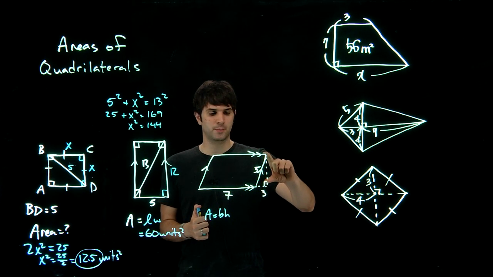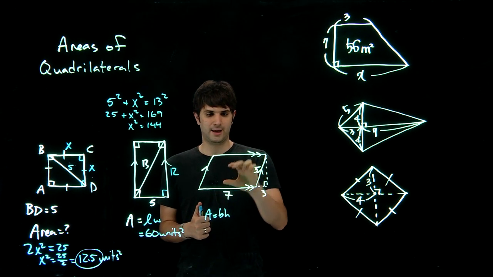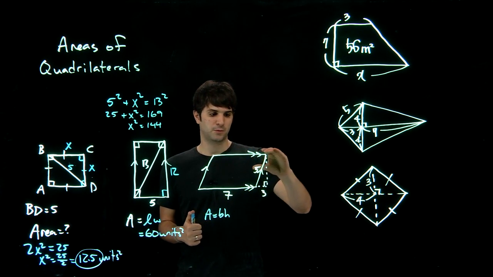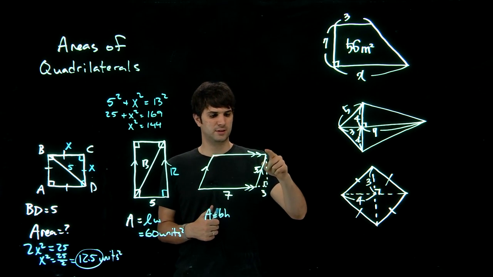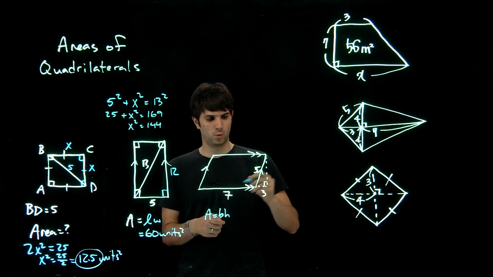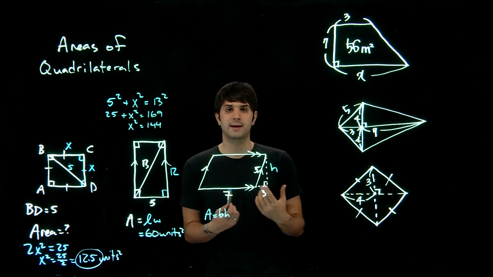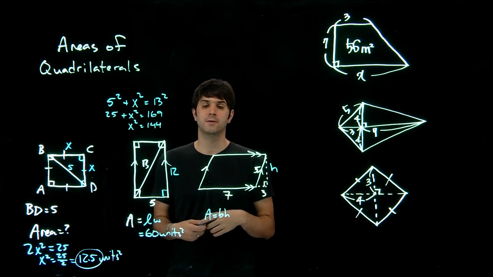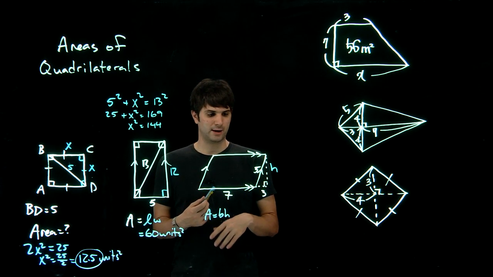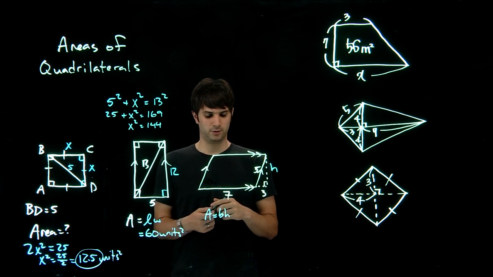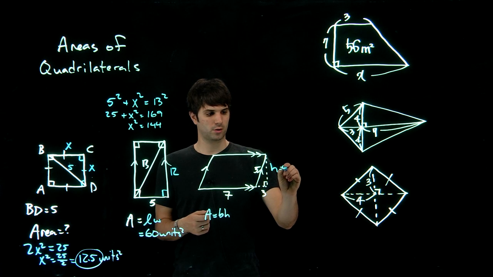And so the height is going to be the perpendicular distance between this line and the line across from it. So the perpendicular distance. So we're given this is 5 and this is 3, but we don't know what h is. Okay, and again, hopefully you recognize Pythagorean theorem here, and hopefully you see this as a special triangle. This is a 3, 4, 5 triangle. Okay, so h is going to equal 4.